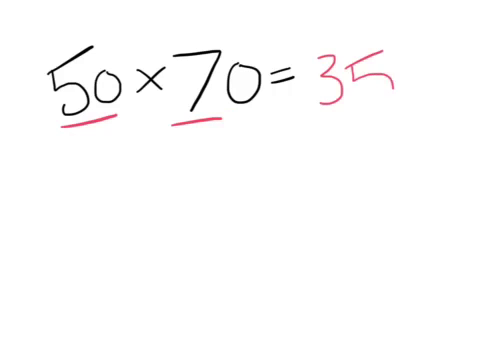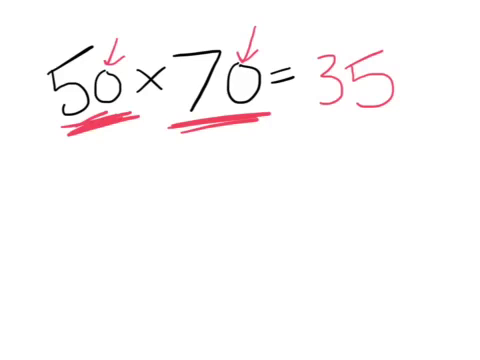50 times 70. That's a good one. 50 times 70. Alright, well I'm going to start it off. I'm going to go 5 times 7 equals 35. I know that because I know my tables. But of course it's really 50 times 70, isn't it? It's not just 5 times 7. You've got to deal with these tens here.